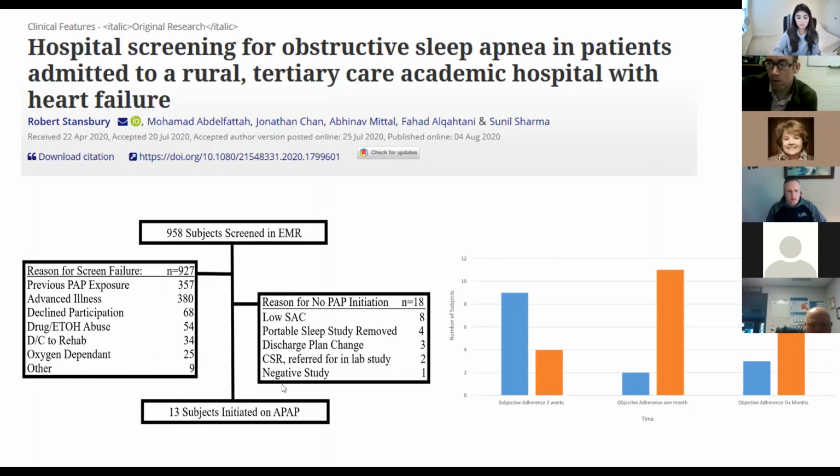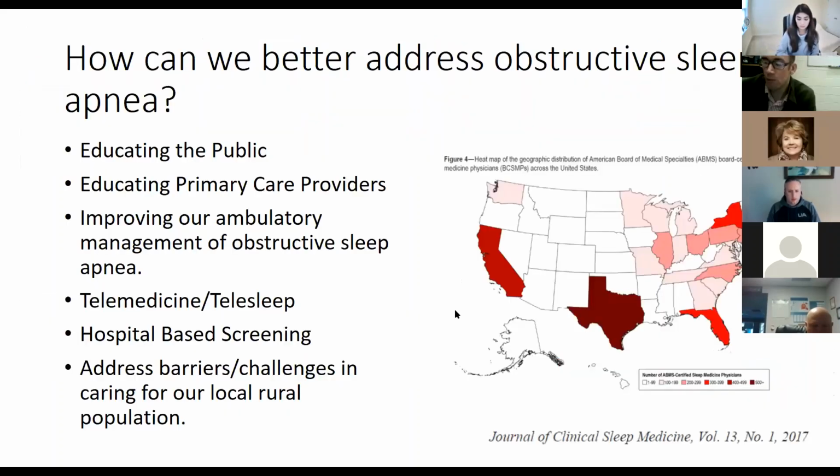We've refined our protocol now, and we have a pretty robust hospital sleep medicine program. But even in the patients we identified, we didn't do a good job of getting these folks effectively treated. So again, I think this gets back to there being some unmet barriers in our rural population that make outpatient management of obstructive sleep apnea particularly challenging. And that's very important because of the amount of heart failure, COPD, and obstructive sleep apnea we have in the state.